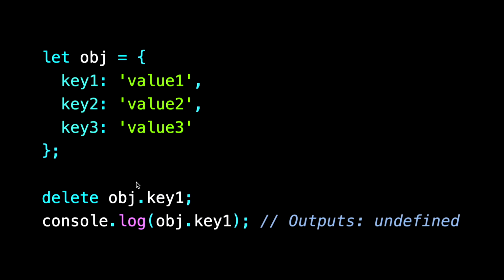And this is how you can delete a key. So we're going to delete obj.key1, and then if we try to console.log it, it's going to output undefined.